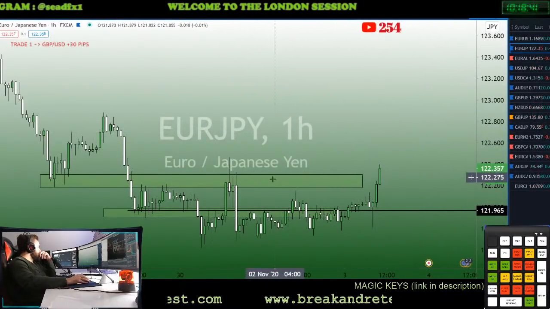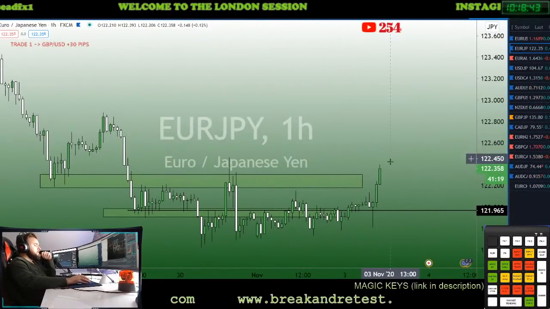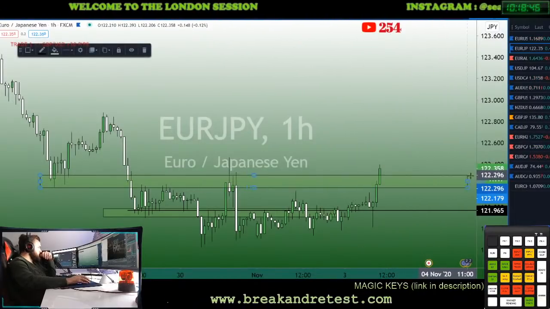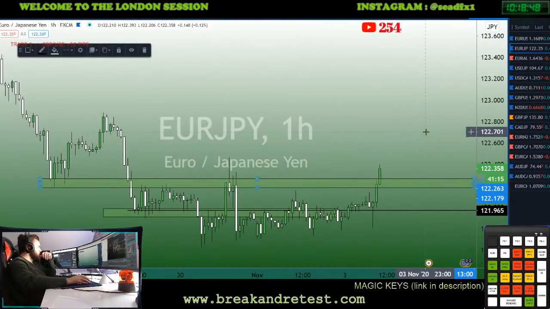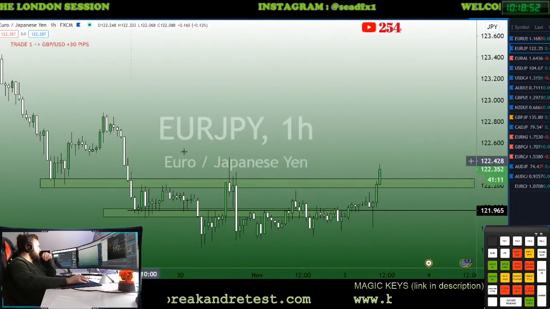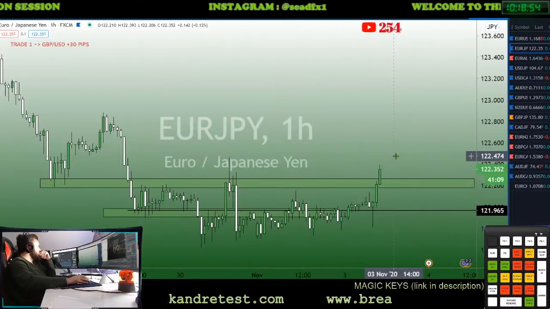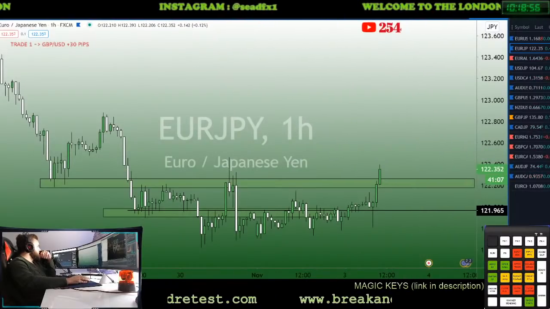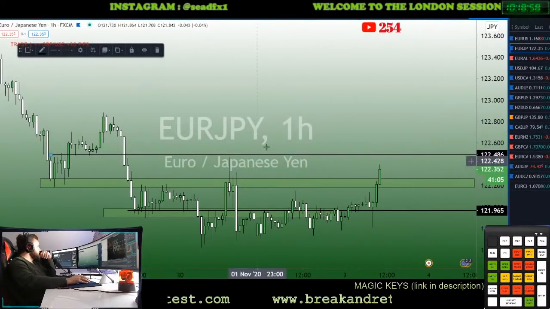Euro JPY break, it's not a break yet, but the breakout is coming. Yes, true, the breakout is coming. It's pushing above this resistance, probably going to close above, and then it's going to make a retest to continue to this next level here.